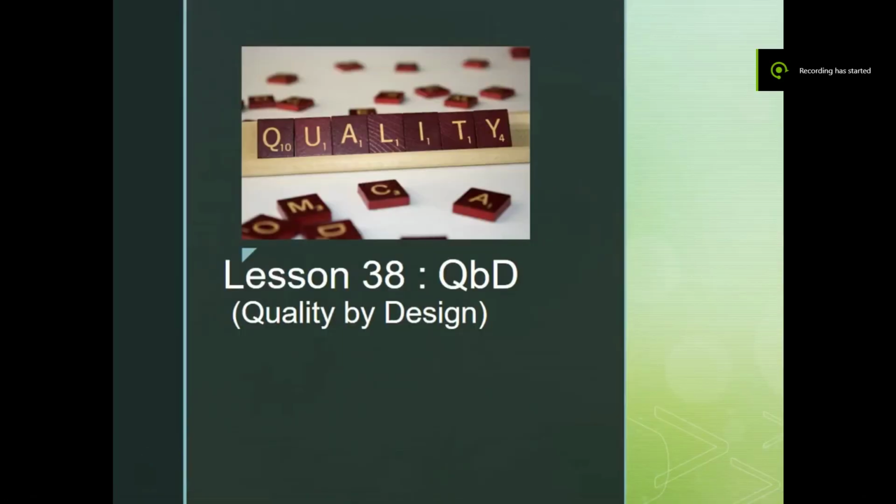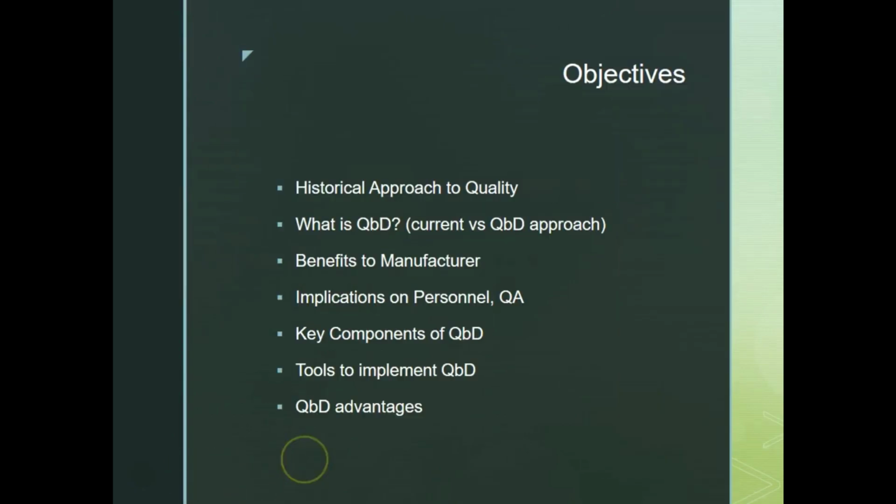Hi, welcome to lesson number 38. Today's lesson is entitled QbD, or Quality by Design.